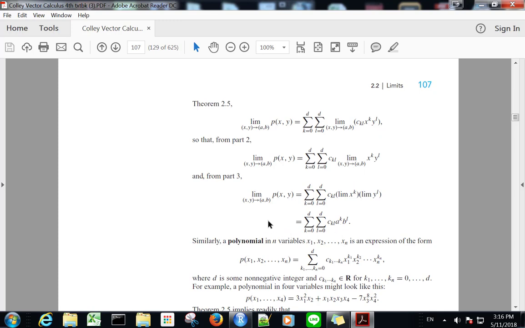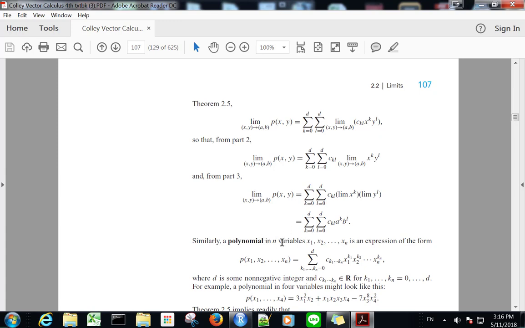So basically what it says is, if you have (x, y) going to (a, b) in your general polynomial, to get the limit, you can just replace x and y in the polynomial with a and b. Okay? So you don't really have to do any limits. You just put in the values. Now we get a little bit more complicated than that here.